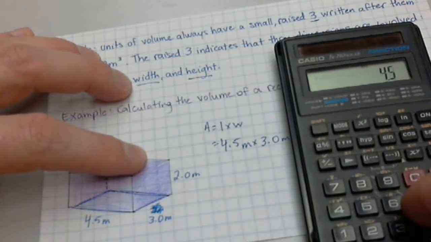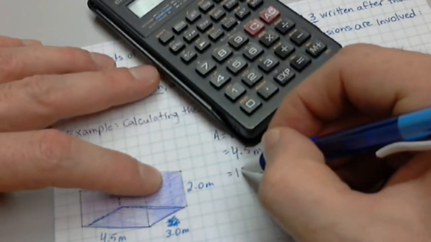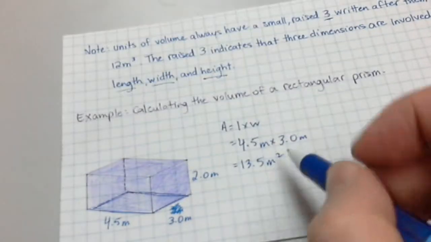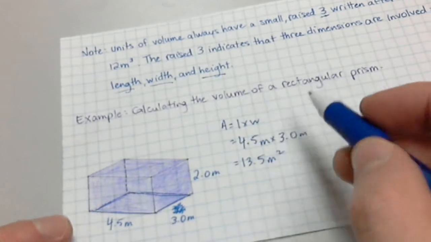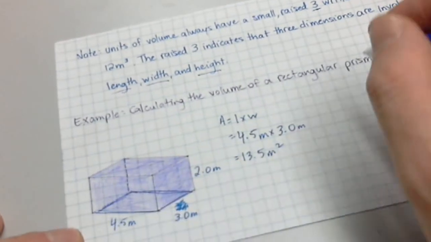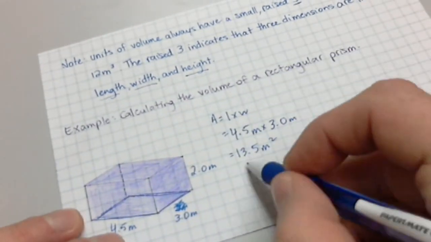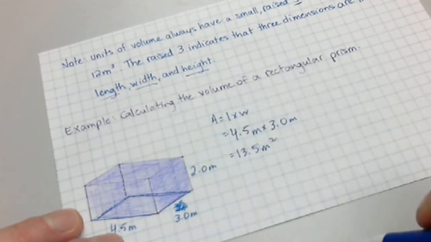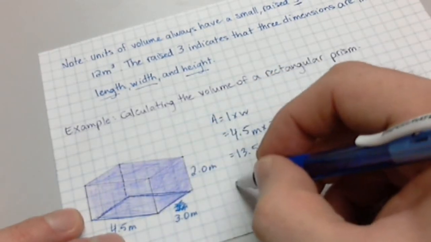So I have 4.5 times 3, which gives me an area of 13.5 meters squared. Now it's squared because I have two dimensions. I have length and width. So that's the area of the base. Then what I need to do is multiply the area of the base times the height of the shape.